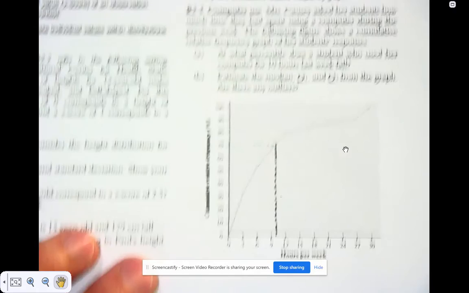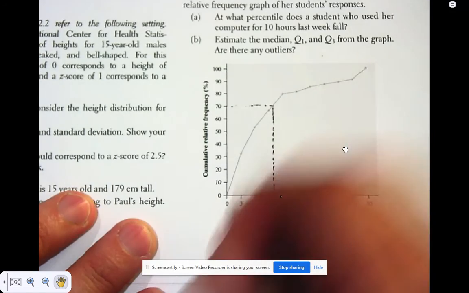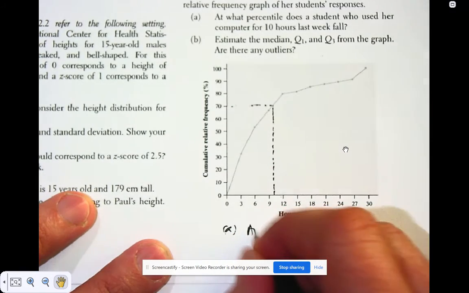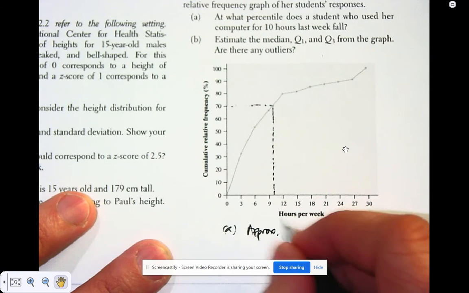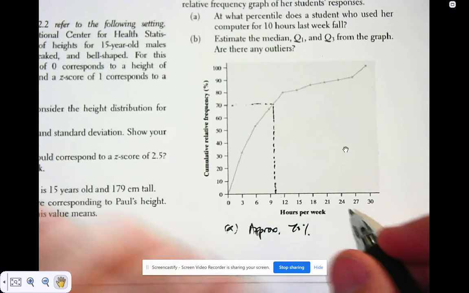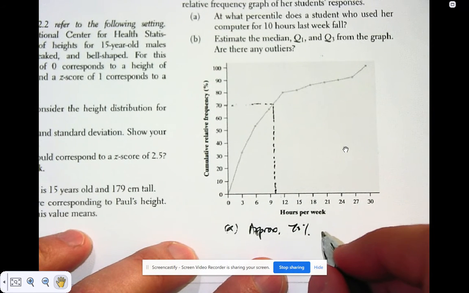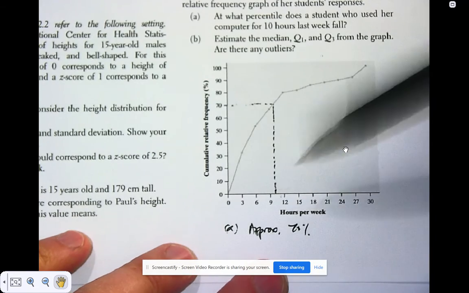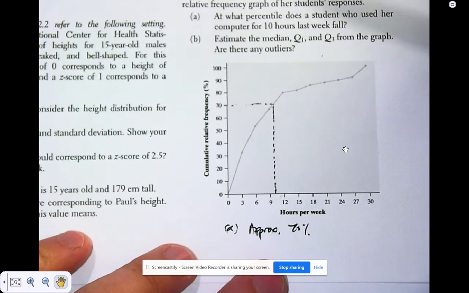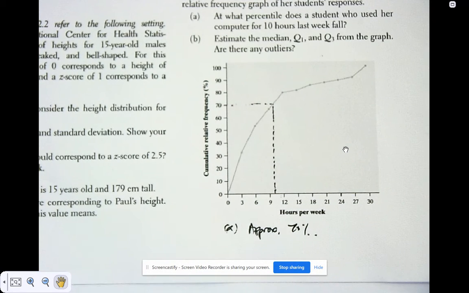And so I'll just answer this one here on the paper. For part A, you would say approximately 70%. So 70%. Let's see here. It says following figure shows cumulative. Yep, approximately 70% would be good for your answer. Okay, for part B.